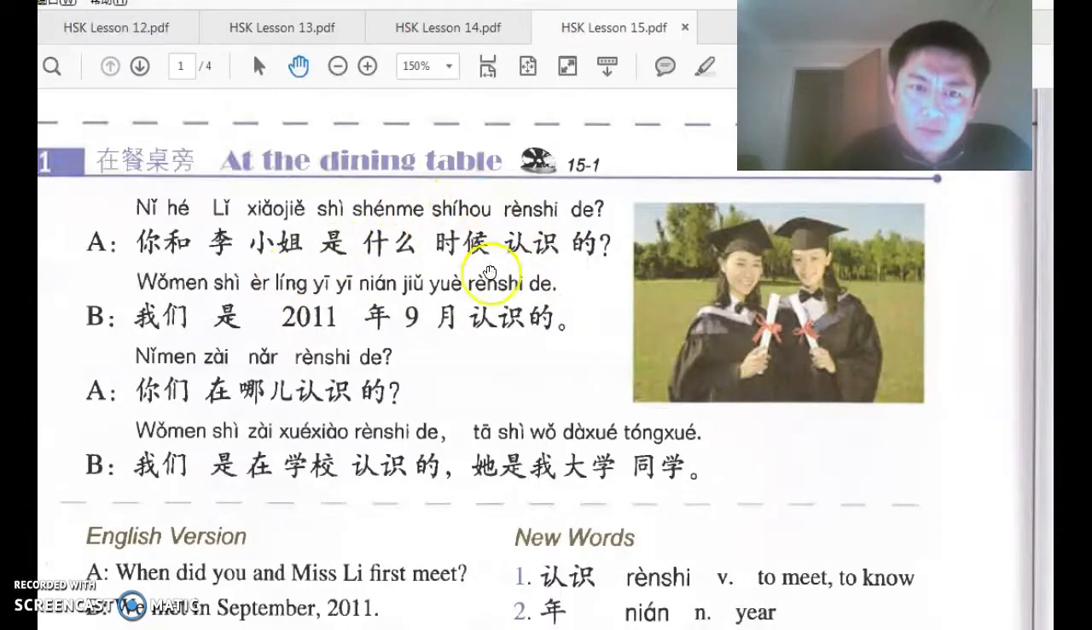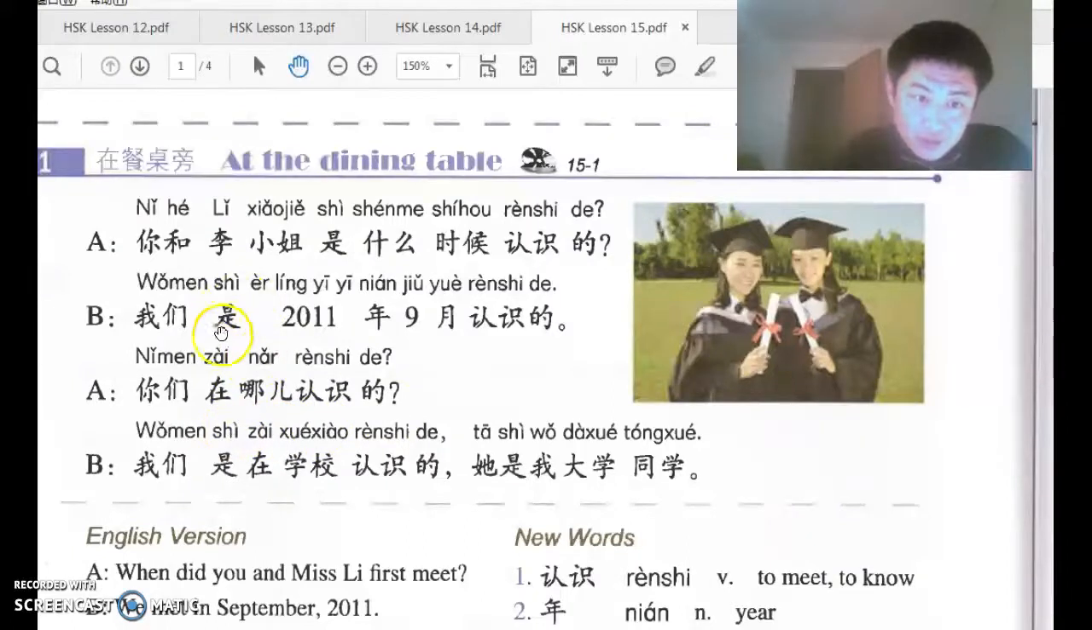So it is when that you and 李小姐认识. So it is what time, it is when that you and 李小姐 know each other. 我们是2011年9月认识的. It is 2011年9月 that we got to know each other. 你们在哪儿认识的?